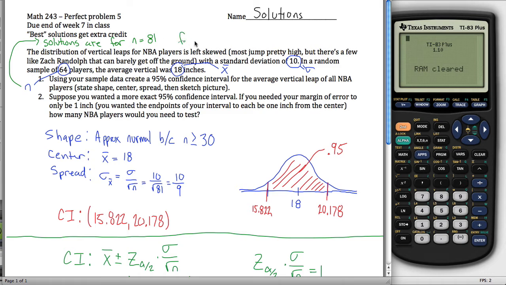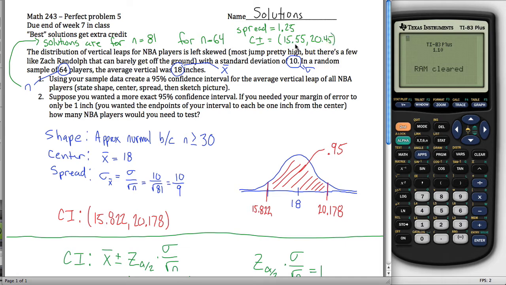For 64, a few things would change. The spread here would change. We'd get the spread would be 10 divided by the square root of 64, which is 10 over 8, which is 1.25. And that will have a minor change on our confidence interval as well. Instead of going from 15.82 to 20.18, it'll go from 15.55 approximately all the way up to 20.45.